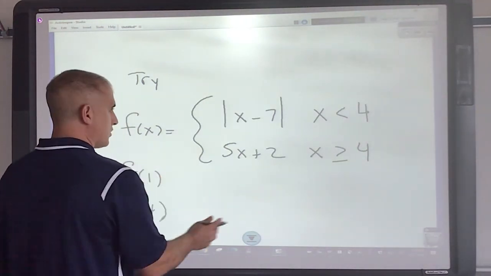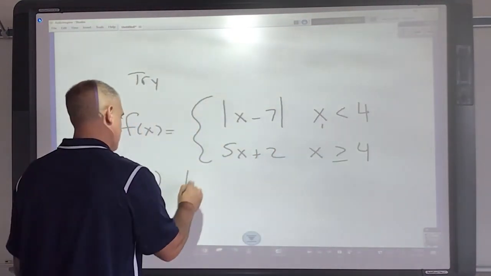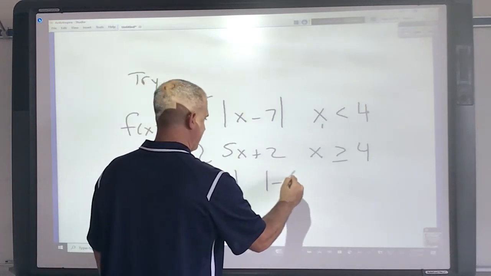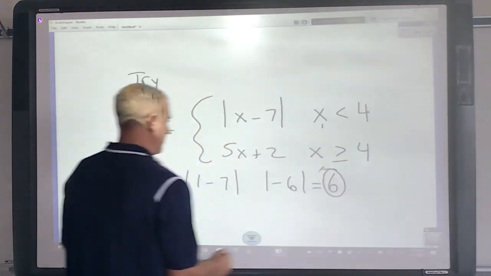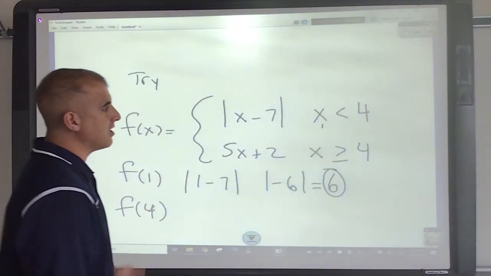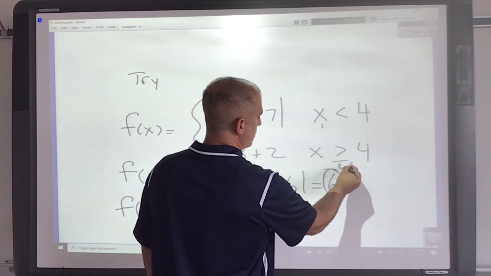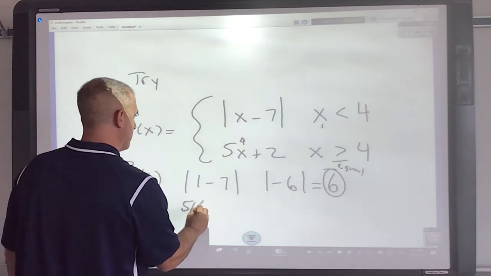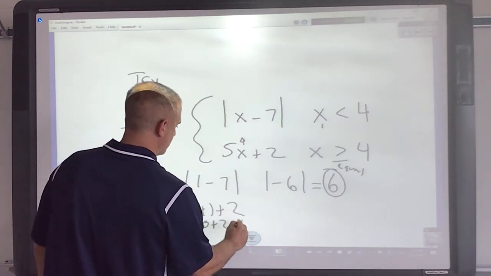So the question is which one do these go into? 1. Well, 1 is less than 4. So 1 minus 7 would be -6. The absolute value of -6 would just be 6. Now 4. Which one does that go into? Well, this one is greater than or equal to, so I'm going to put 4 here. So 5 times 4 plus 2, that's 20 plus 2, which is 22.